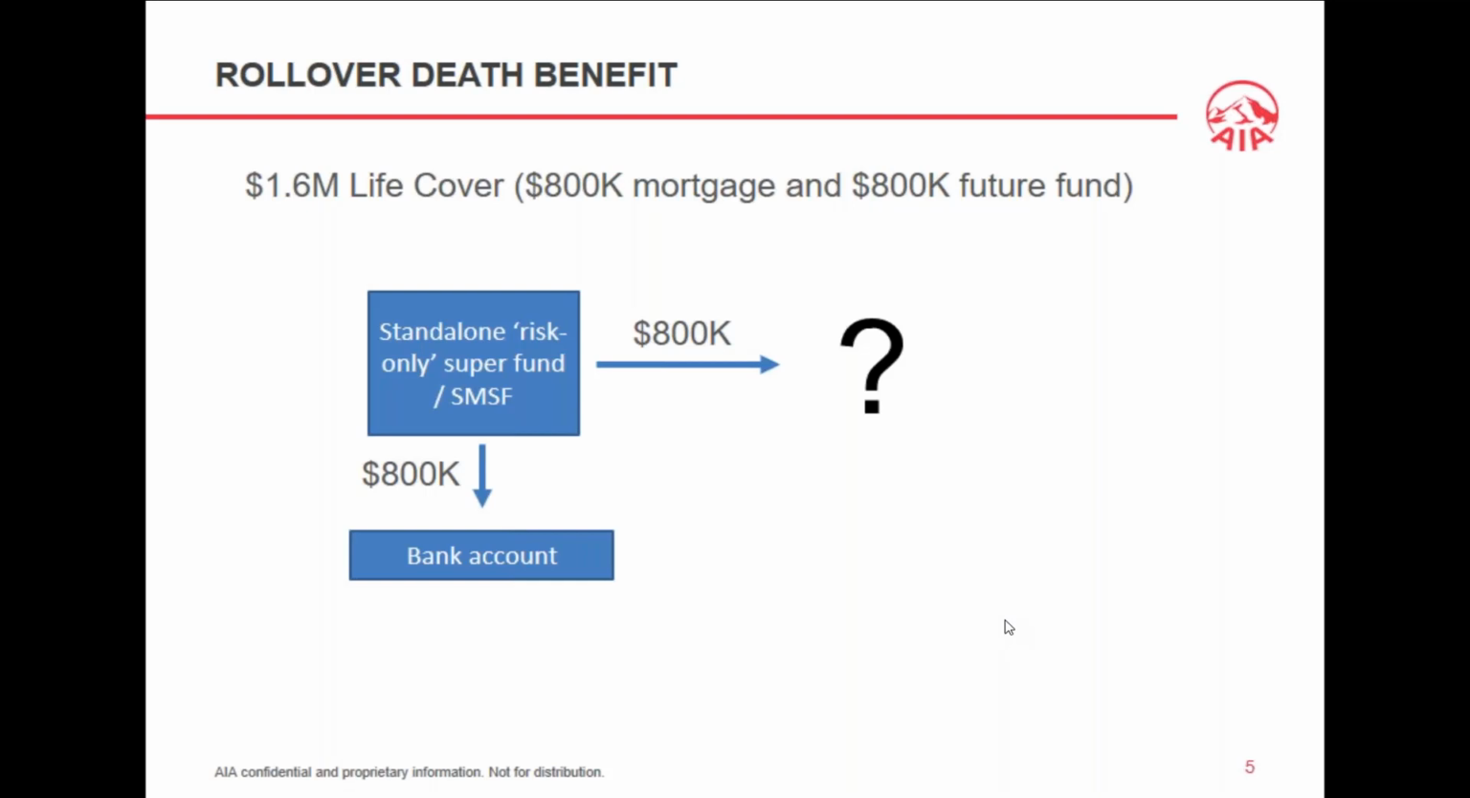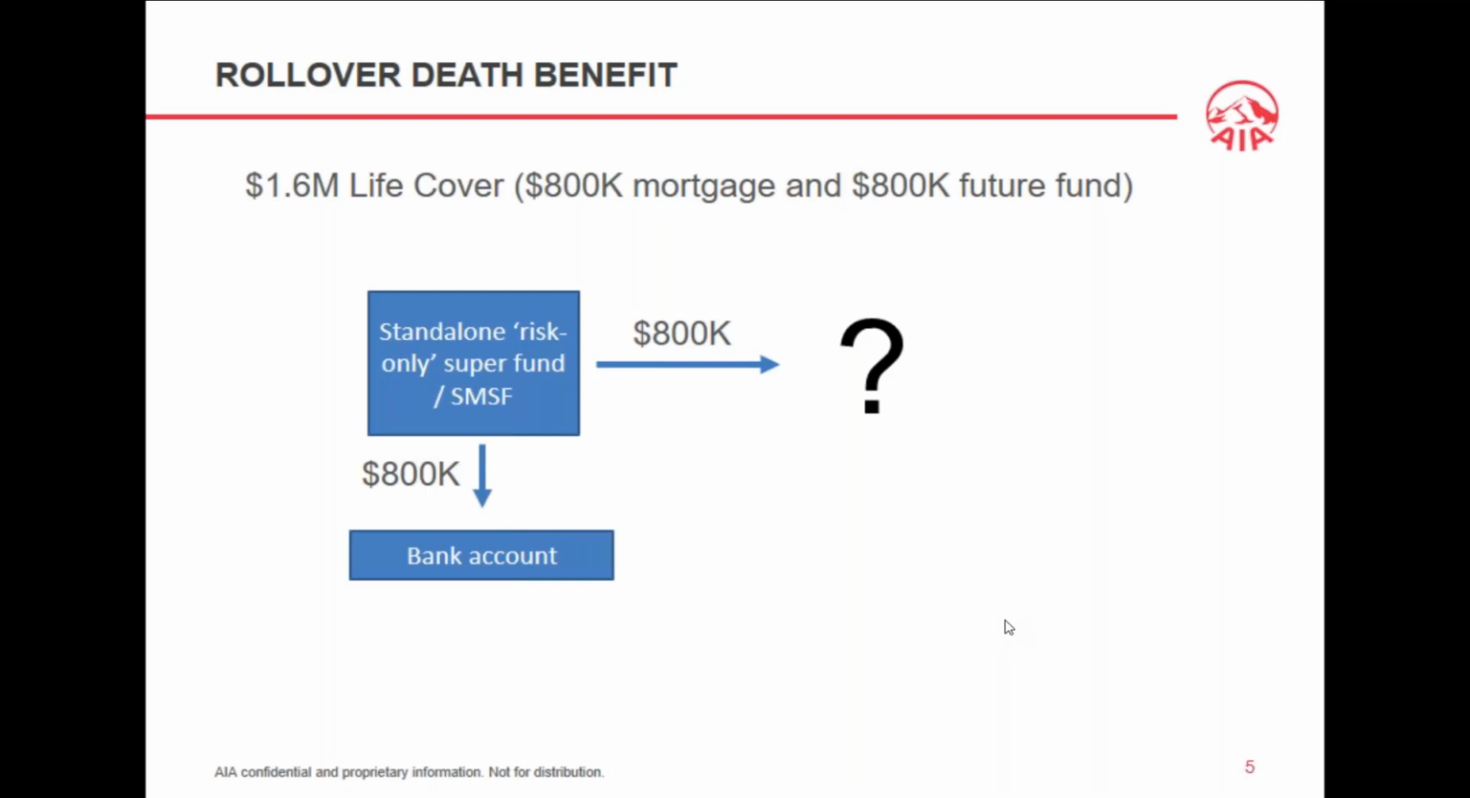Now, being a tax dependent, mum is entitled to that $800,000 entirely tax-free, so she pays zero tax on that lump sum, and she just receives that and pays off the mortgage. But the question here is, what do we do with that surplus $800,000 that we've dialed up, which of course represents a future fund to pay for things like the children's expenses going forward?